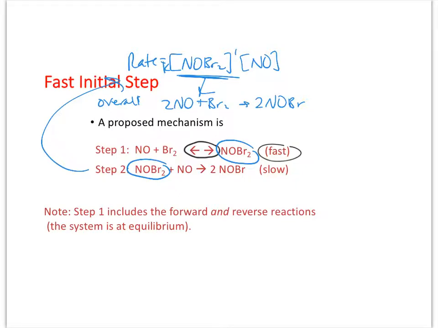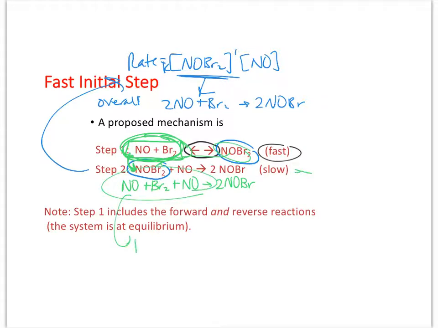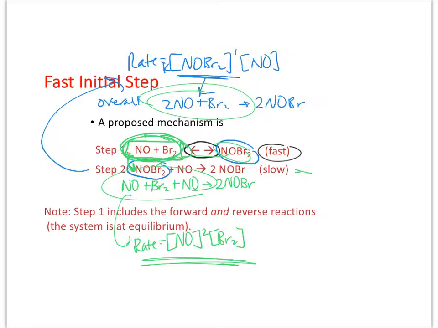So what you need to do here is substitute the other side of the fast step, because if this is equal to this, I could just use them in substitution for one another. So if I take this side and substitute it in for that NOBr2, I have NO plus Br2 plus NO as my slow step now. Now I can write a rate law for this. Rate equals NO, and since there's two of them, squared, times Br2. Here's my overall reaction. NOs and Brs are present in there, so this would work.